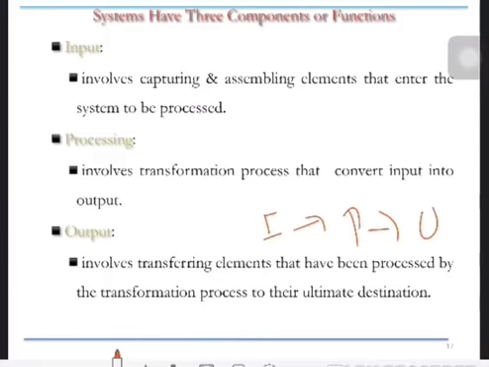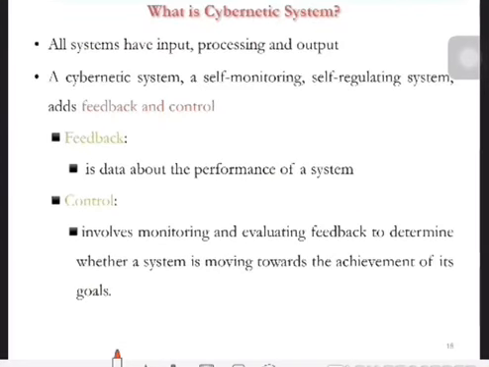For input, we need data, then we have to convert it into output, and in order to convert into output we need a processing system. All systems have input, processing and output. So a cybernetic system, or a self-monitoring, self-regulating system, adds feedback and control. And when you say cybernetic system, you have feedback and control. Normally, we have three components of a system: input, processing system, and output. But if you have feedback and control, then we call it a cybernetic system.